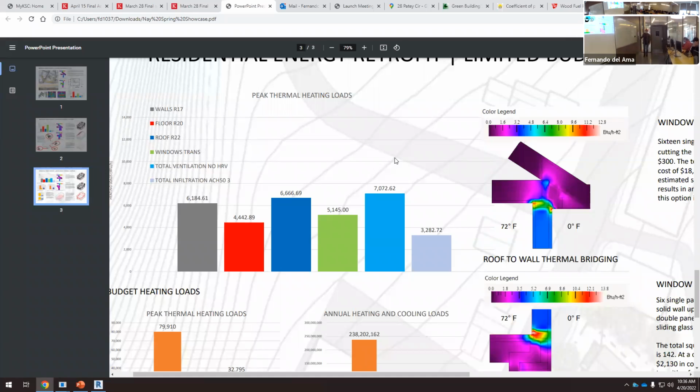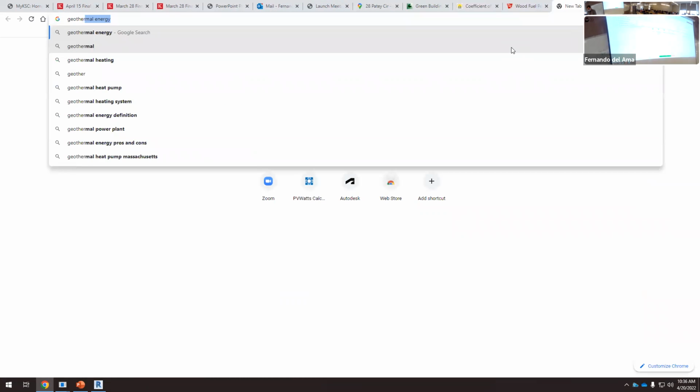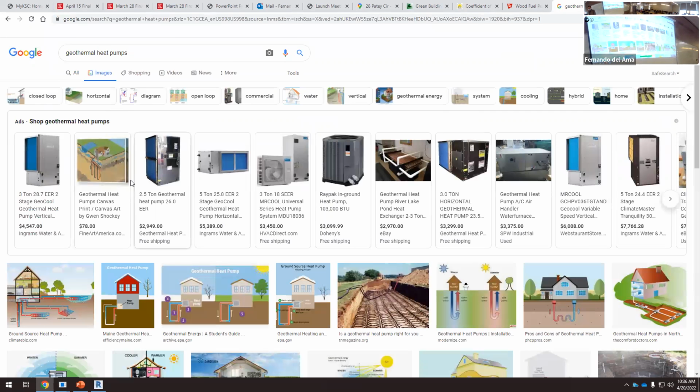When I started studying this, 4 was a great COP. Now we have machines that can get up to 6, but those are water to water. And what is a water to water machine? It's a geothermal heat pump. Okay, a geothermal heat pump.